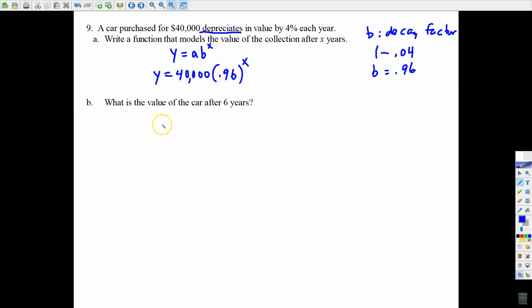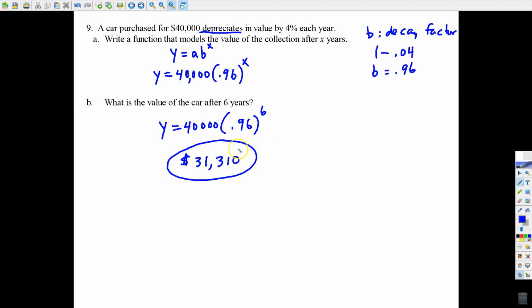And now for part B, we will take this, and all we have to do is plug in 6 as the exponent, replacing X, and then grab our calculator and let it do the rest of the work. So 40,000 times 0.96 raised to the 6th power is 31,310 to the nearest dollar. And so after 6 years, this car has gone down in value or depreciated down to a value of $31,310.